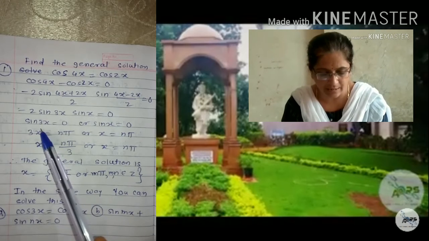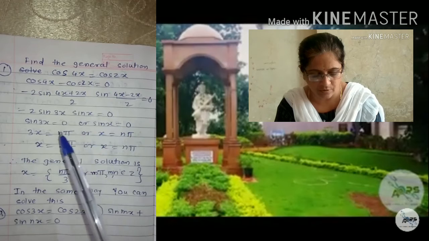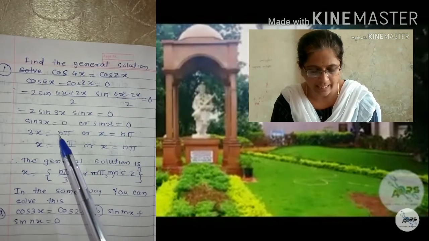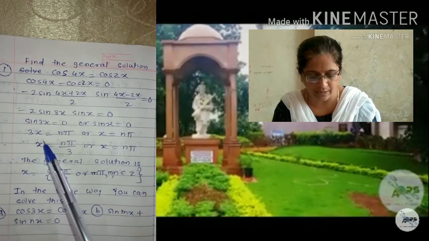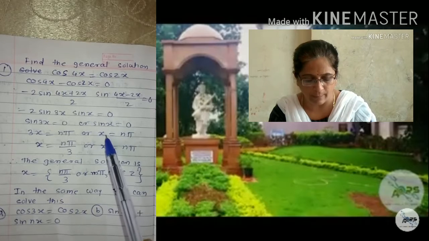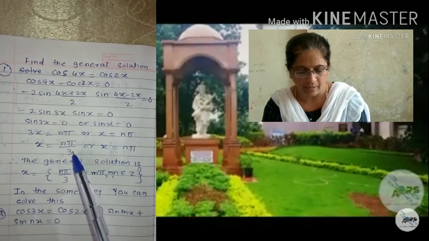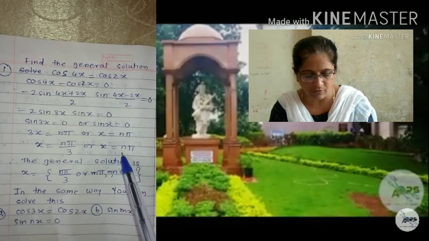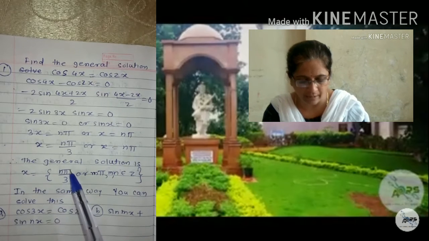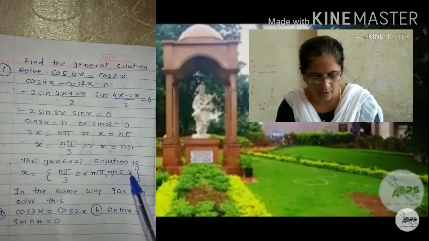Minus 2 is not equal to 0, therefore sin 3x equal to 0 or sin x equal to 0. We have seen in the formula that if sin x equal to 0, x equal to n pi. So here x is replaced by 3x. So 3x equal to n pi, x equal to n pi by 3, or x equal to m pi. So the general solution can be written as x equal to n pi by 3 or m pi, where m, n belong to Z.